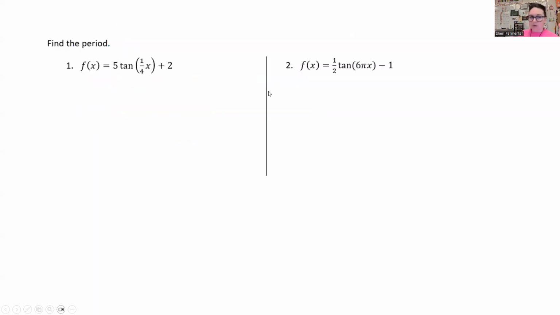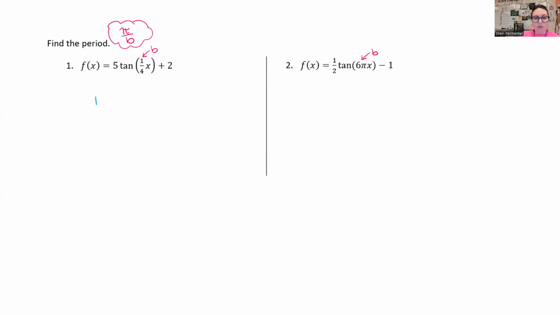So I'm going to jot down what our formula is. Both of these can be in terms of pi or in terms of radians, it doesn't matter. But the way that we're going to find it is going to be pi divided by b. So first, you've got to be able to identify b. B is whatever is in front of the x. So for this problem, we've got b is equal to 1/4. And then for our next problem, we've got b is equal to 6 pi. So whatever it is, we're going to write it down.